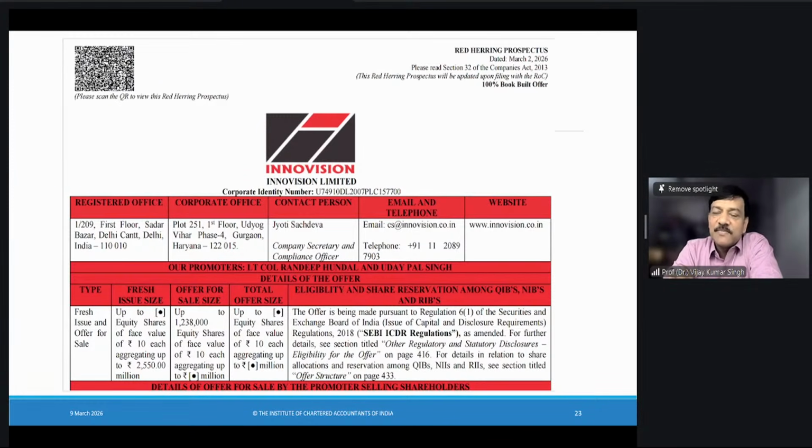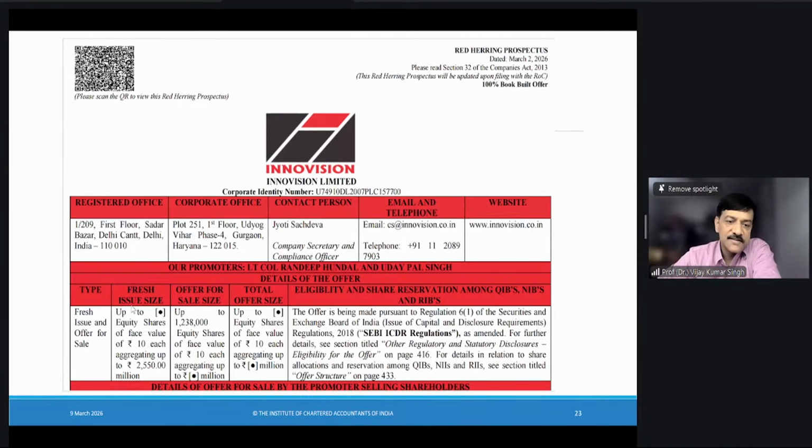So you can see on the top, it is written red herring prospectus and it was issued on March 2, 2026. And it is also mentioning section 32 of the Companies Act. You can see there, right? And it is a company which is going ahead with that. So this is a prospectus which is not clear.